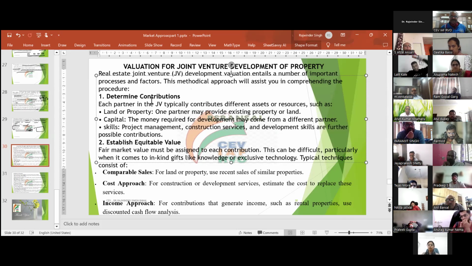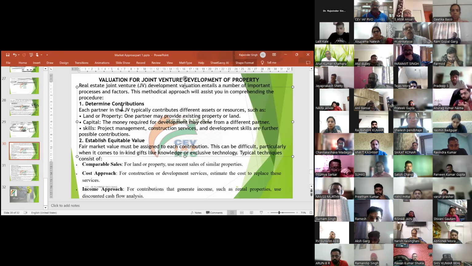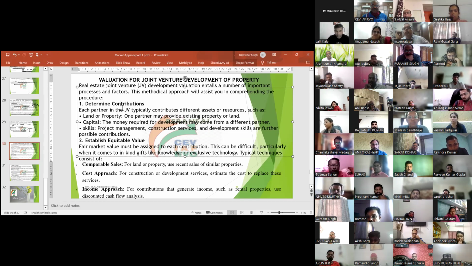Does everyone understand the concept? Anyone who is unable to understand the concept of joint venture, what is meant by a joint venture for a valuer? Anyone? There are two people in a joint venture, one who invests and one who is a land owner. No, I am asking if anyone did not understand. So there can be more than two people. Yes, this may be three here, madam. We have already seen, it may be more than two. Landowner, capital provider, and then skill provider.